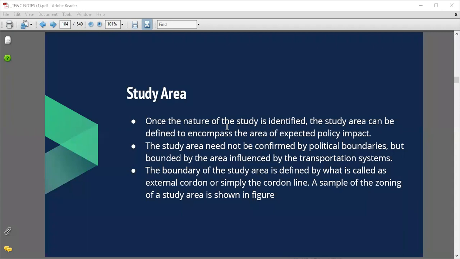Once the nature of the study is identified, the study area can be defined to encompass the area of expected policy impact. The study area need not be confined to political boundaries, but is bounded by the areas influenced by the transportation systems. The boundary of the study area is defined by what is called the external cordon, or simply the cordon line. A sample of the zoning of a study area is shown in the figure.